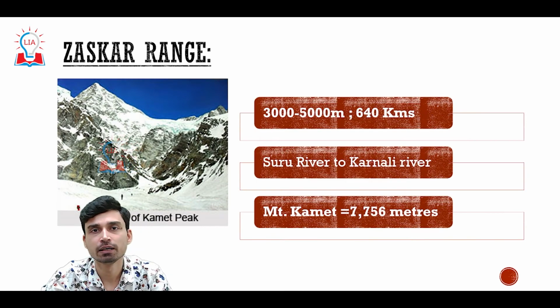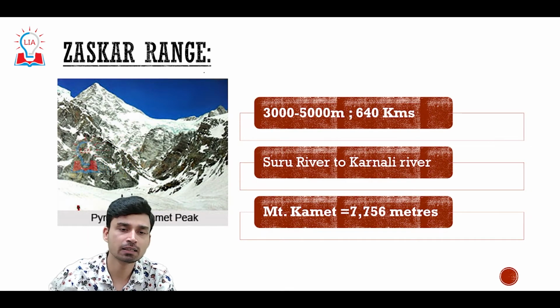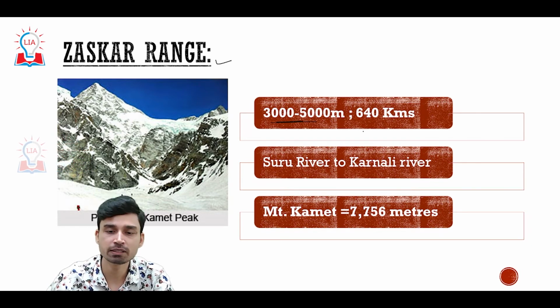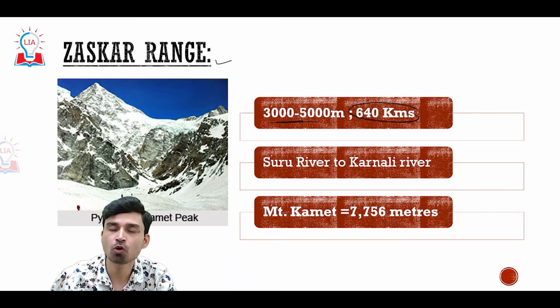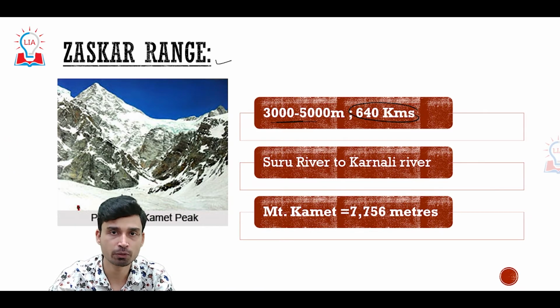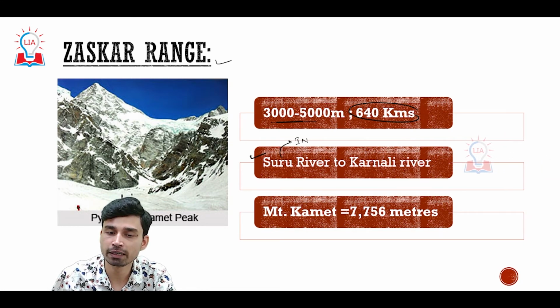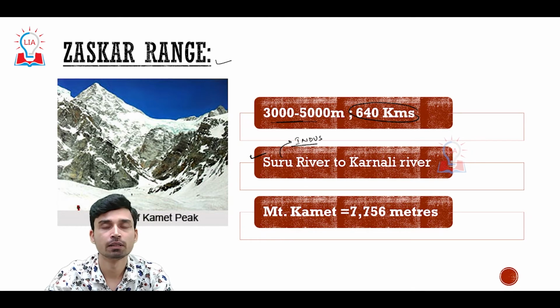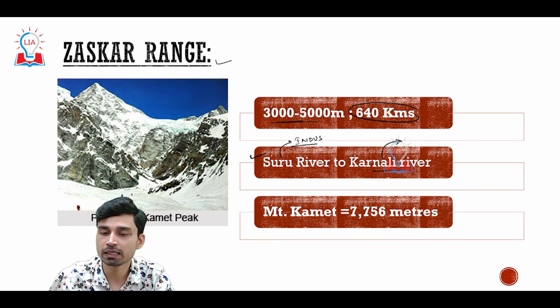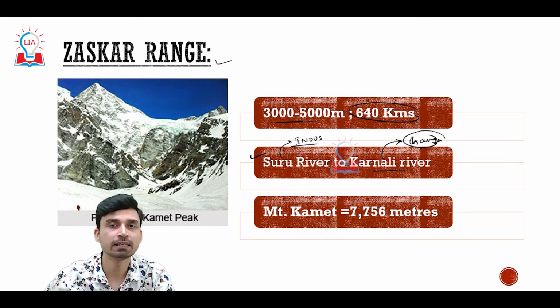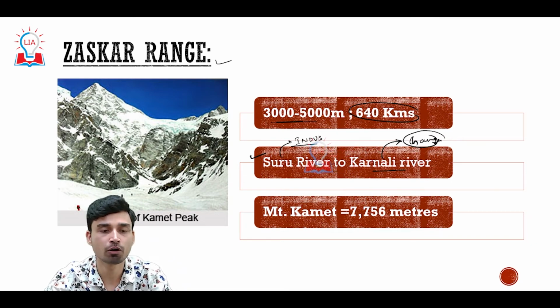The last range of the Trans-Himalayas is the Zaskar range, extending up to an elevation of 3000 to 5000 meters and stretching from west to east for almost 640 kilometers. The western boundary of the Zaskar range can be marked near the Suru River, a tributary of the River Indus in the Ladakh region. In the east, the range extends up to the Karnali River, a tributary of the Ganga River. So these two rivers are basically the western and eastern boundaries of the Zaskar range.